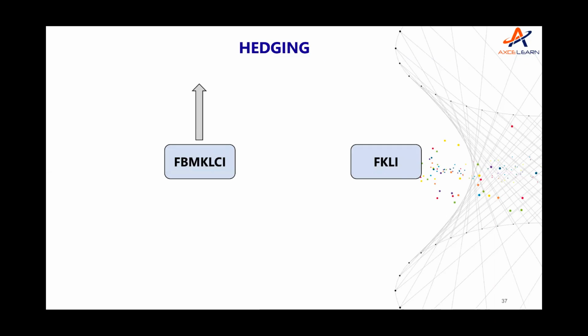And why? Now, if your KLCI is moving higher, you are expecting your FKLI to be higher as well. Why? Because FKLI is a derivative product of KLCI, so it will more or less reflect how the underlying is moving. So if your KLCI is moving higher, your FKLI is expected to move higher as well. Now, if your FBM KLCI is moving lower, it retraces, what will be the direction of your FKLI? Your FKLI will be moving lower as well.